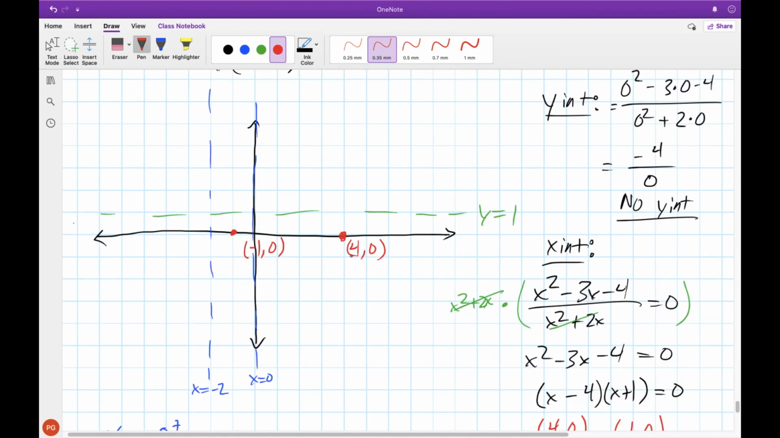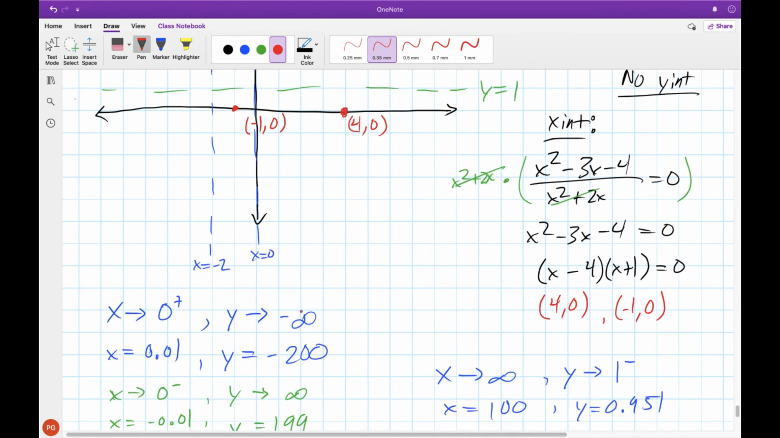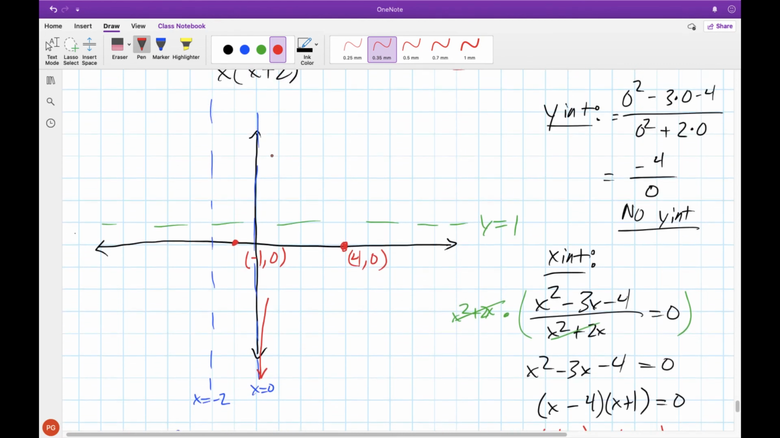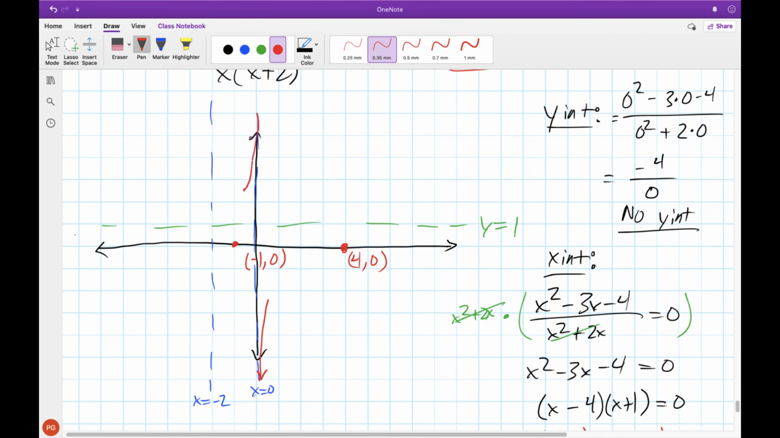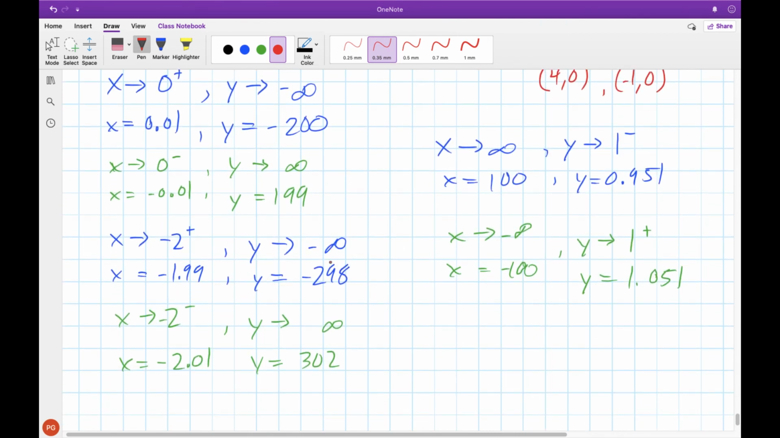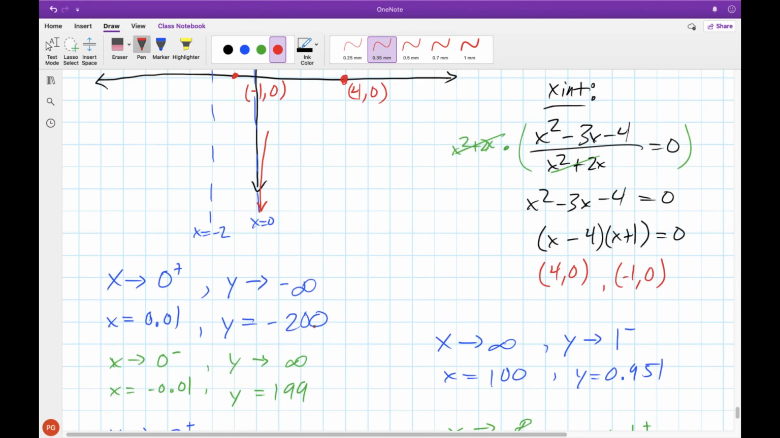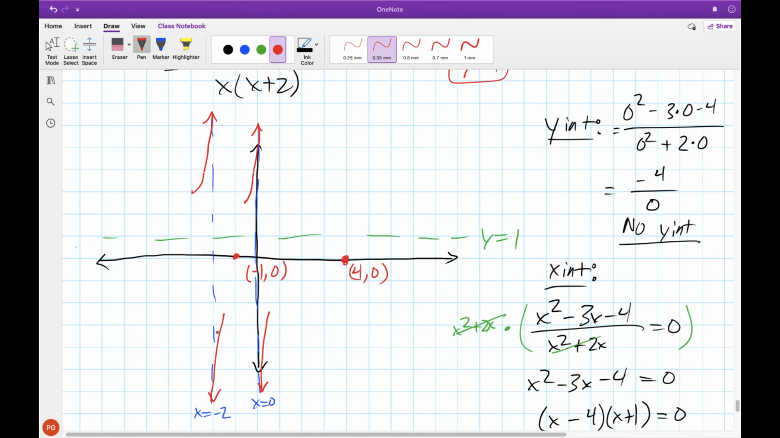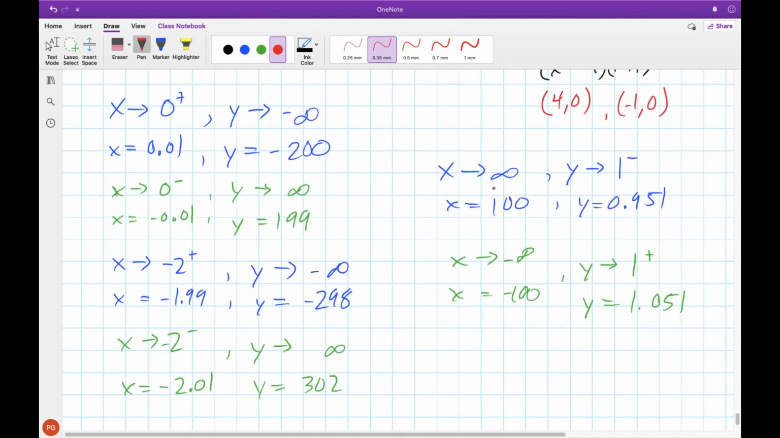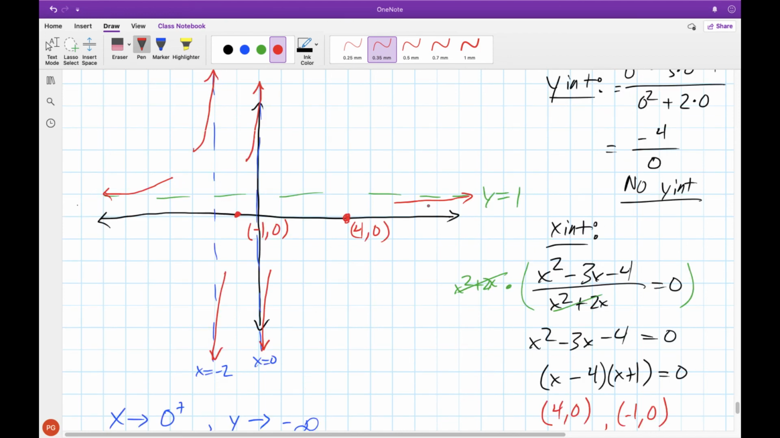Adding all that information to our graph, first our asymptote here. On the right, we're going off to negative infinity, so we have this line right here. On the left, we're going off to positive infinity, so this line right here. For our second asymptote, on the right, it's negative. On the left, it's positive. So we could add these two lines right here. And for our horizontal asymptotes, as we go to the far right, we're just below 1, far left, we're just above 1. So we can add these two lines.